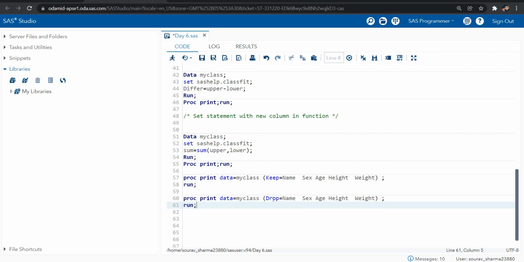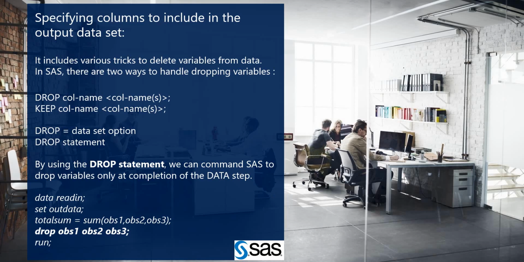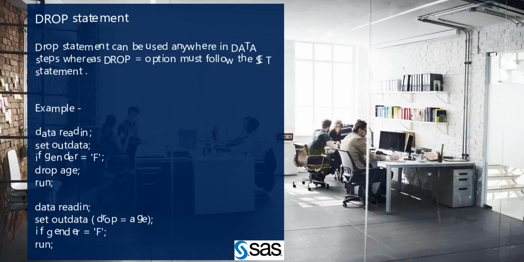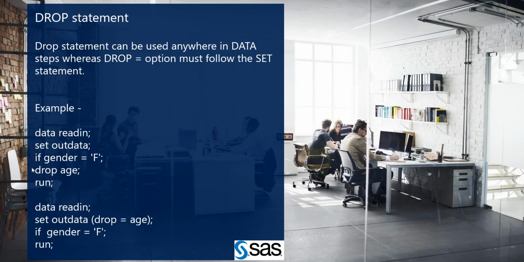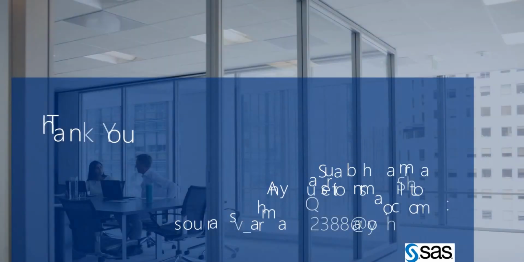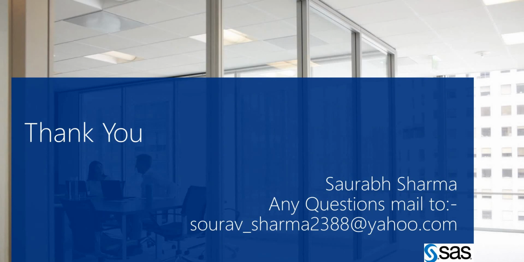And if you want to drop in the proc statement, we need to write it in brackets. So this is also an example where we are dropping age, drop age. Thank you, guys.